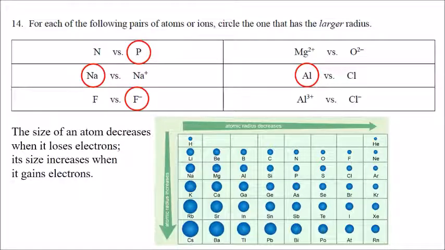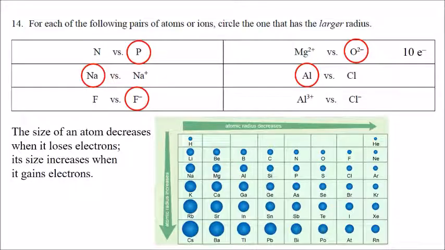In the case of magnesium and oxygen, those ions actually have the same number of electrons. They're both 10 electrons. But we know from the previous question that they're not going to have the same size. Whoever has more protons is smaller. So in this situation, magnesium 2+ has 12 protons, whereas oxygen 2- has only 8 protons. Magnesium 2+ should be smaller, so we'll circle O2- as the larger radius.